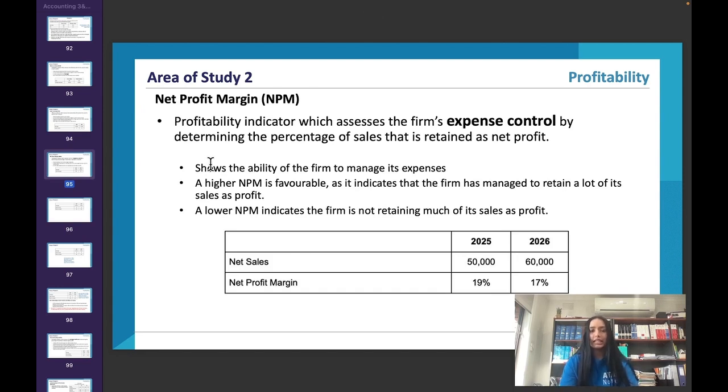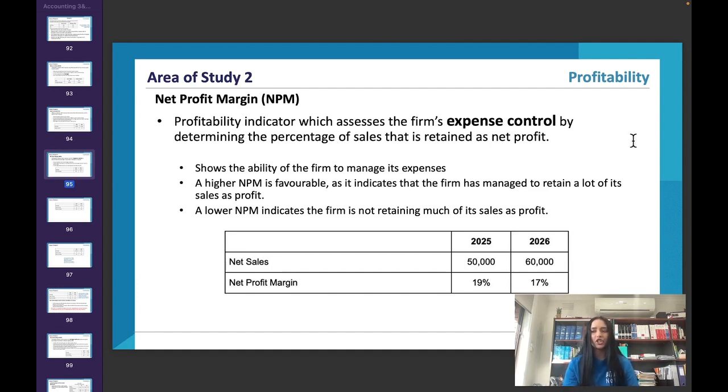Net profit margin indicates how well the business controls its expenses, its total expenses. It does this by calculating the percentage of sales that is returned as net profit. So basically, out of the total sales earned from the business, how much of that is actually retained as net profit, versus how much is going towards expenses.